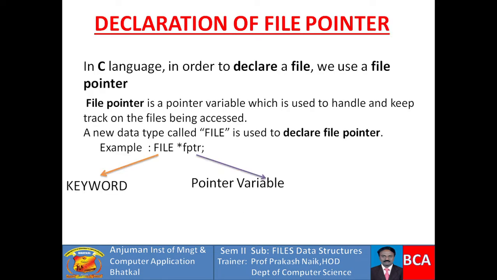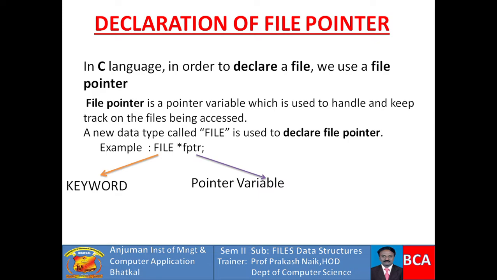In C language, in order to declare a file, we need to use a file pointer. Now, what is a file pointer? A file pointer is a pointer variable which is used to handle and keep track of files being accessed. This means to this file pointer we will assign a file name, and whatever data is stored in the file can be easily accessed by using the file pointer.